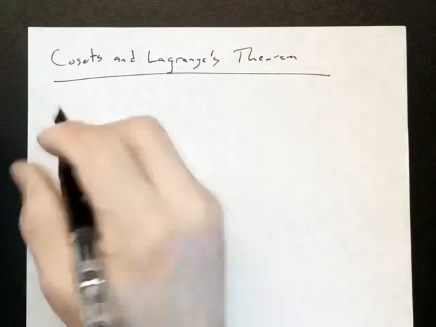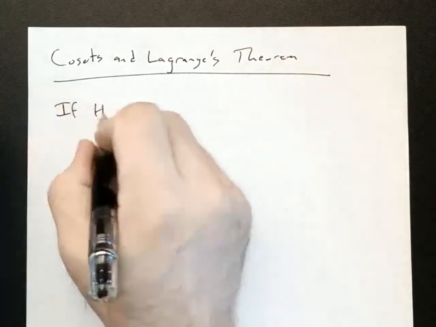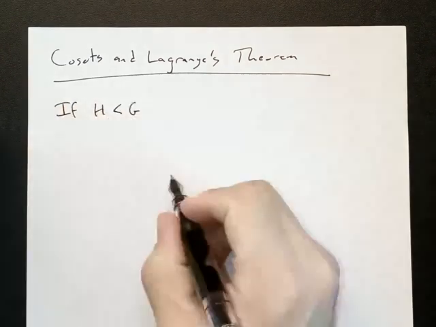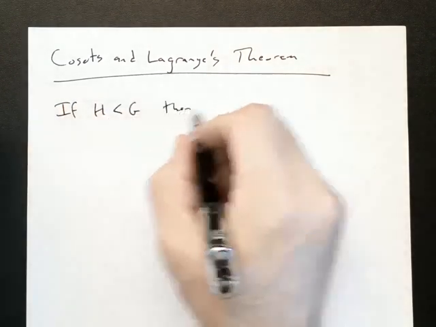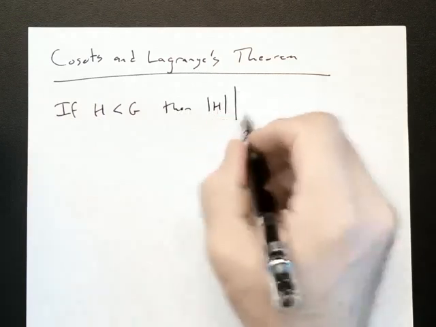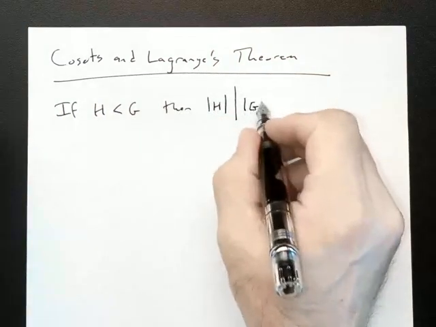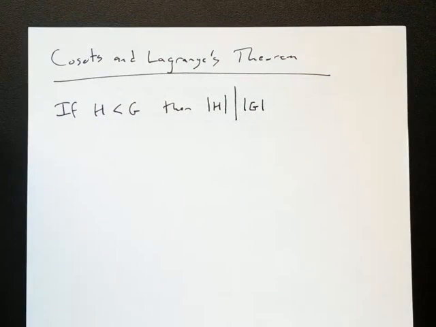I claimed last week if H is a subgroup of G, then the order of H divides the order of G. It's a great claim. How can I show this?